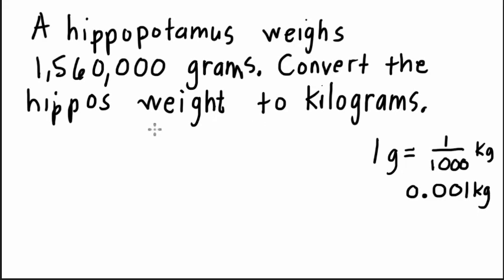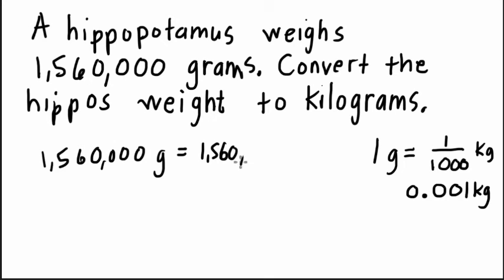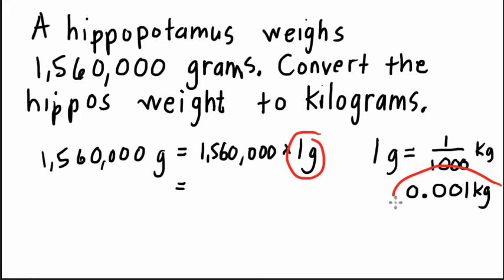Okay, so we're going to use that same pattern again to start off. We're going to say 1,560,000 grams is equal to 1,560,000 times 1 gram, which is the same as, if we have 1 gram, we've already done this conversion. We can convert it to either one of those. Either of those will work. The decimal is a little easier to work with, and I'm going to show you why.